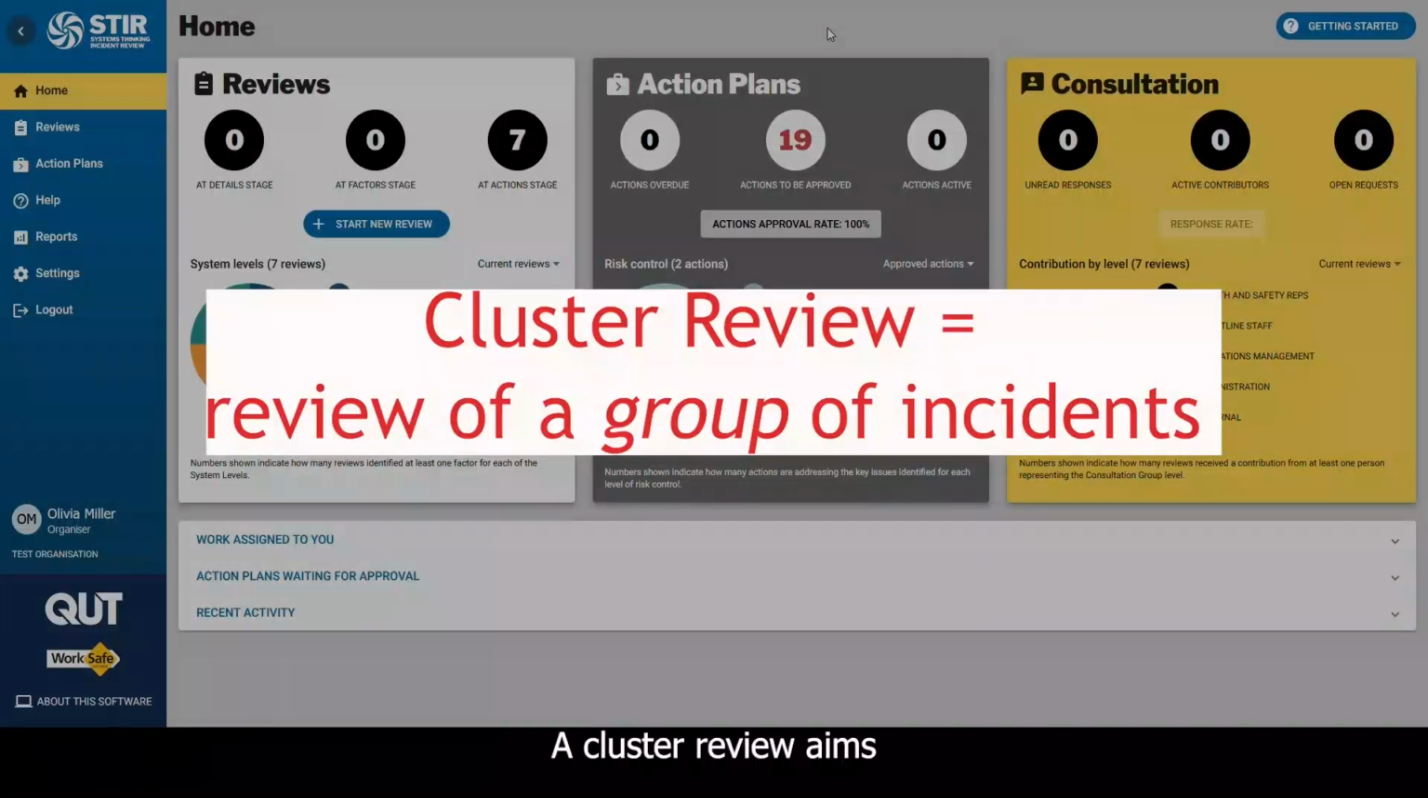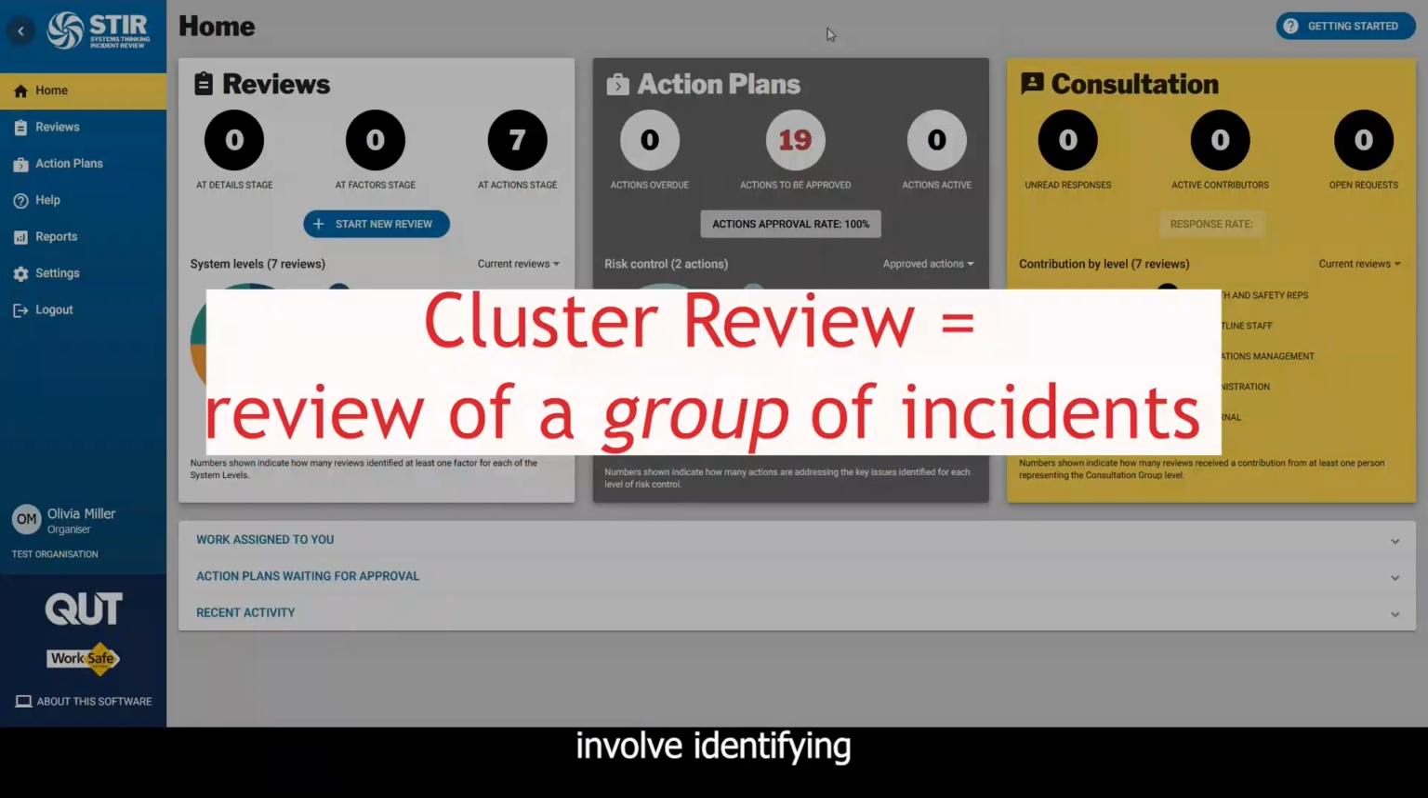A cluster review aims to review a group of incidents together to identify contributing factors and actions that can be taken to prevent similar incidents from occurring in the future. Individual incident reviews should still be undertaken for each individual incident before conducting a cluster review, as this ensures that you have all the relevant details of each incident in the cluster.